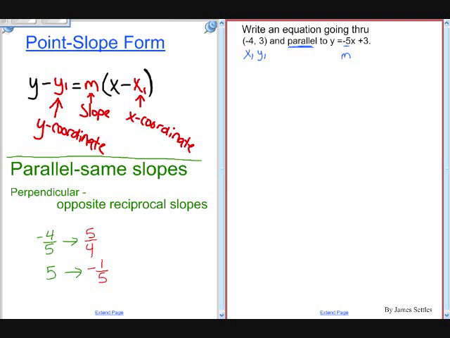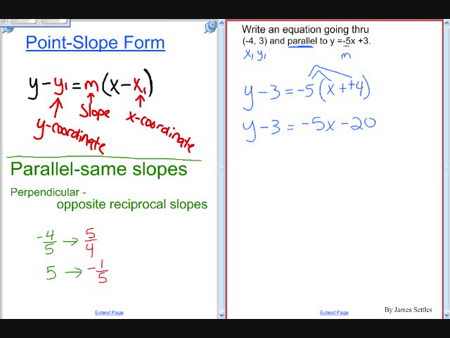So we can now plug this into our point-slope form, and we'll go y minus y1, which is 3, is equal to m, and remember our slope is parallel, so we're going to use that negative 5 there, parentheses, and then x minus, and x1 is negative 4. Minus a negative turns into plus a positive, so we have one of those. Then we need to get y by itself, and the first thing we would need to do is our distributive property. And so that gives us y minus 3 is equal to negative 5x minus 20.